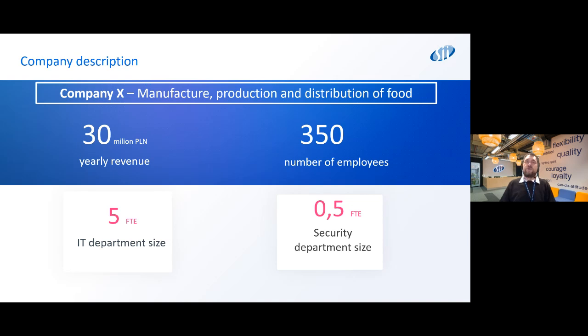This is a food producer and manufacturer, basically responsible for producing foods, and they also have a logistics department to send the food to stores all around the country. They do have an IT department, but I wrote half an FTE for security because they do not have a dedicated security person. It's just additional work for the IT guy to have some security knowledge.